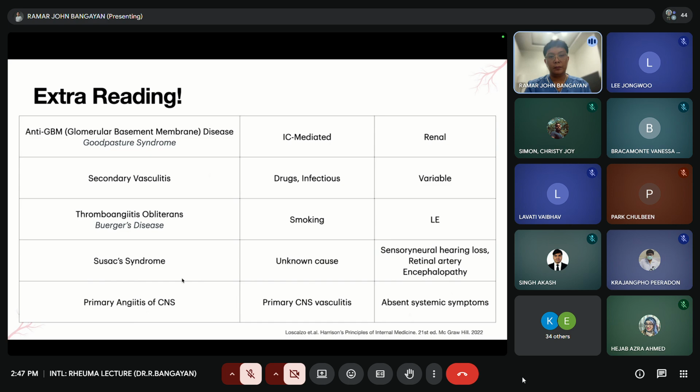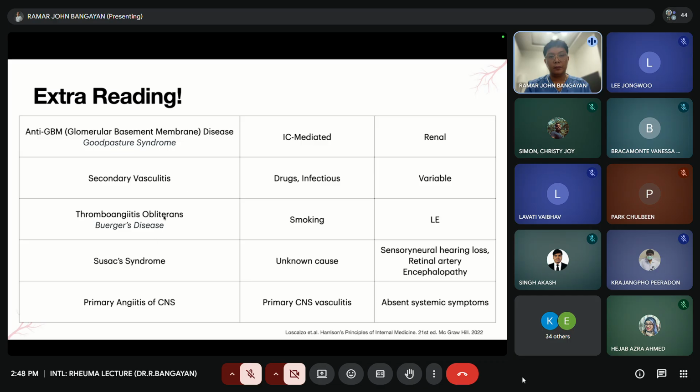For the other vasculitides that may be related, they're not discussed in our discussion because they're part of other subspecialties. Just like Goodpasture syndrome, you will discuss this in nephrology, or you might have discussed it already. It's a vasculitis involving your kidneys. Now we have your secondary vasculitis that may be secondary to drugs and infections. How would you manage this condition? Just withhold the drug or treat the infection, then you would treat the secondary vasculitis.